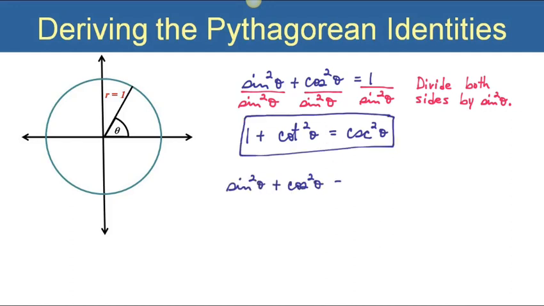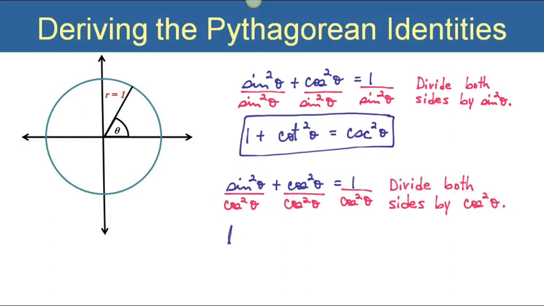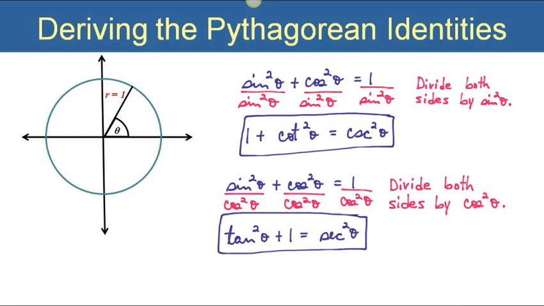And let's start with the same basic sine squared plus cosine squared equals 1, and this time we'll divide through by cosine squared. Sine over cosine becomes tangent, so we get tangent squared, and cosine over cosine is 1, and 1 over cosine is secant, so we get tangent squared plus 1 equals secant squared, and there's our third Pythagorean identity.